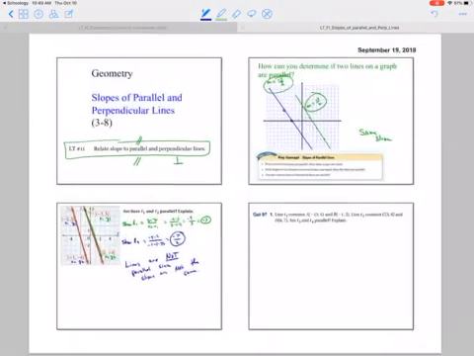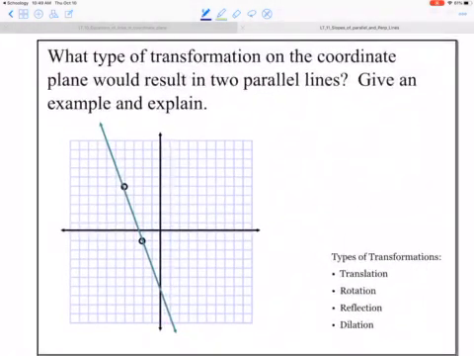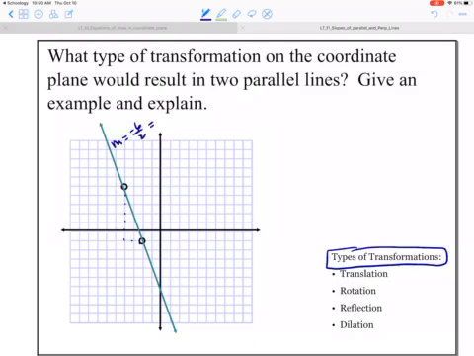This is another example. What type of transformation on the coordinate plane would result in two parallel lines? Give an example and explain. So let's look at types of transformations. We have translations, rotations, reflections, and dilations. If I put another parallel line on here, this slope is 1, 2, 3, 4, 5, 6, 1, 2. So my slope is down 6 to the right 2, which is -3. So my slope needs to be -3. And I put a line on here.